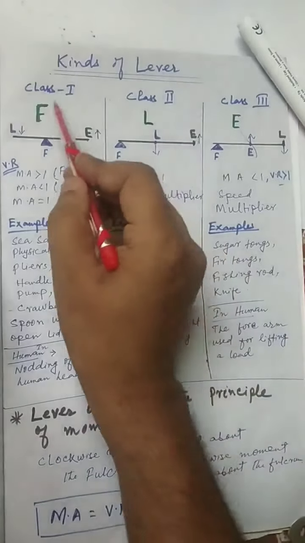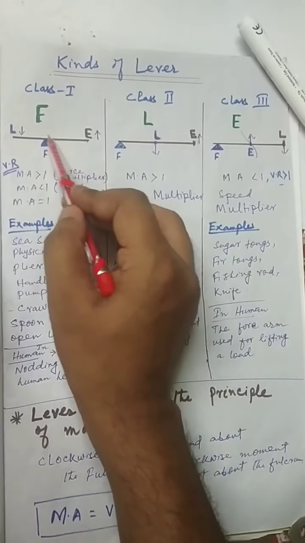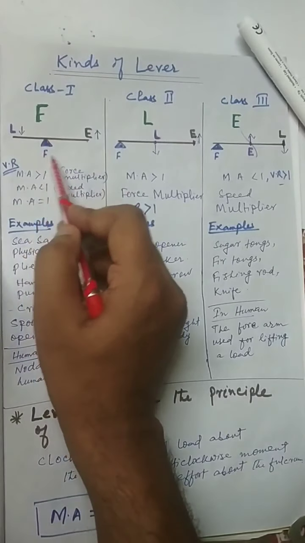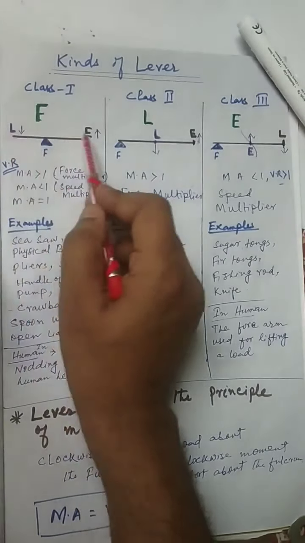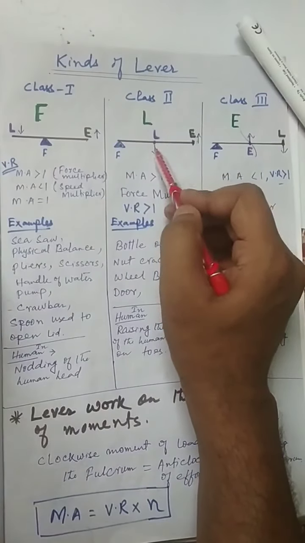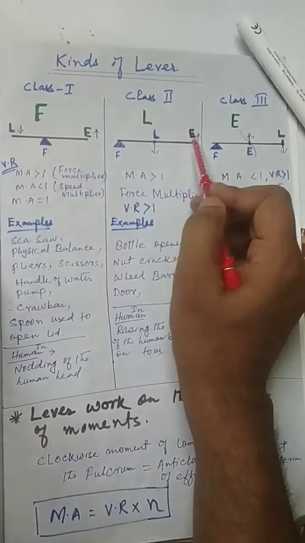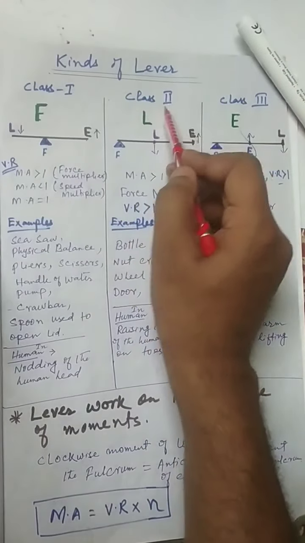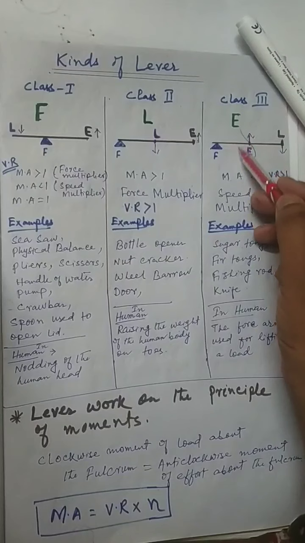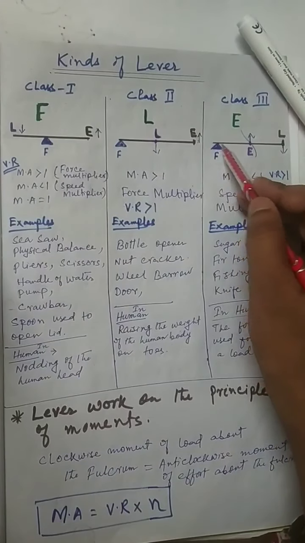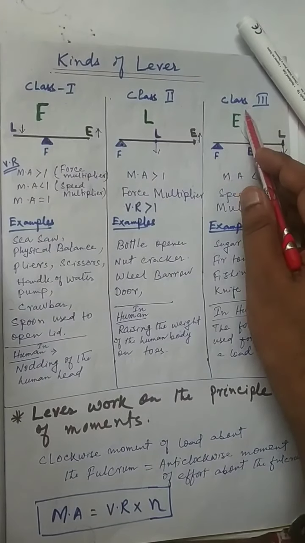Okay, now if fulcrum is in the middle, that will be the first class lever. If fulcrum is in the middle between load and effort, that will be the first class. If load is in the middle between the F and E, that is fulcrum and effort, that will be the second class lever. And if effort is in the middle between fulcrum and load, that will be the third class lever.